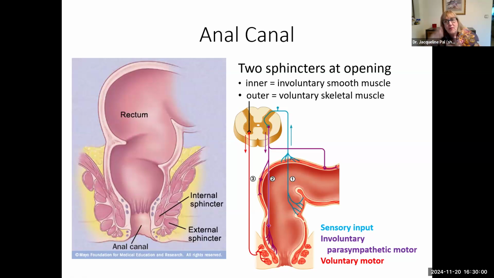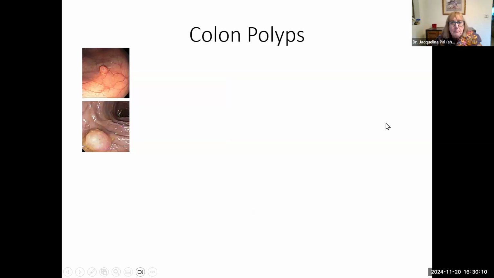Instead, you want them to become experts at relaxing and pooping on demand, not experts on holding it. Okay. All right, so that brings me to colon polyps.